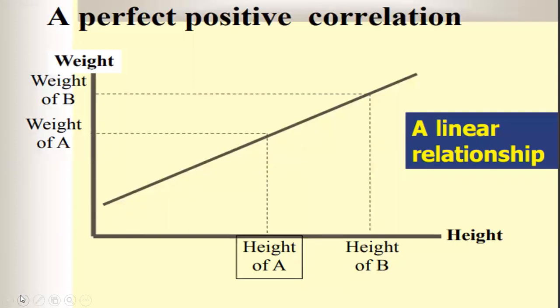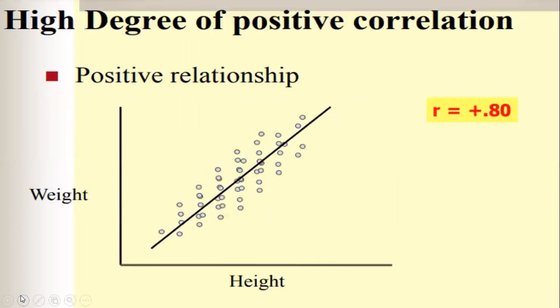And this is some of the diagrammatic representation of the correlation. This is a perfect positive correlation. The correlation value lies between -1 and +1, and it is denoted by the small letter r. And this is a high degree of positive correlation, where the r value will be +0.80.